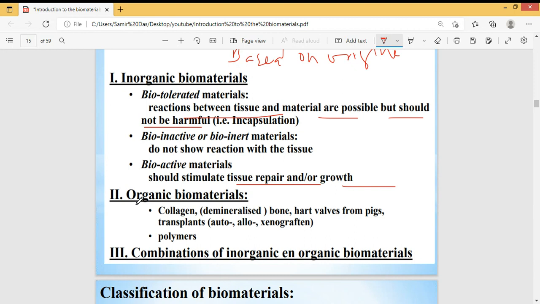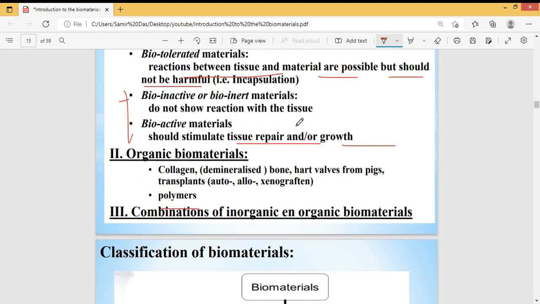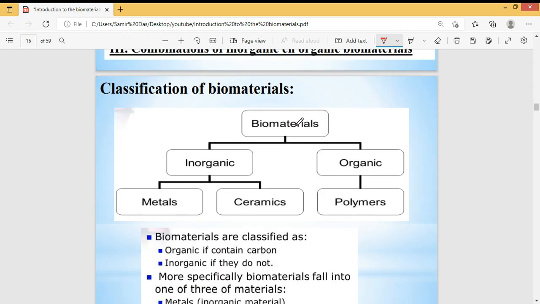We can name collagen, heart valves from pigs, and some kinds of transplantation like autograft and xenograft, and a few polymer based ones. There is also a combination of inorganic and organic biomaterials. By combining both, inorganic plus organic, we make some biomaterials for better results.